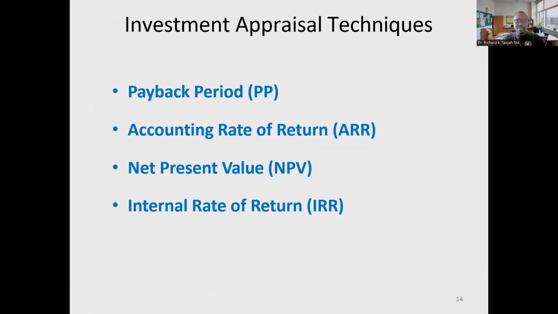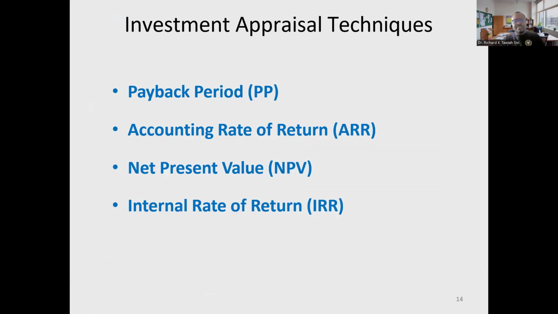If the project pays me back earlier, that's good. But if it takes a long time to pay me back, it's not good. If the accounting rate of return is higher, that's good. It's like a profitability index, right? It's like a profitability ratio, okay?